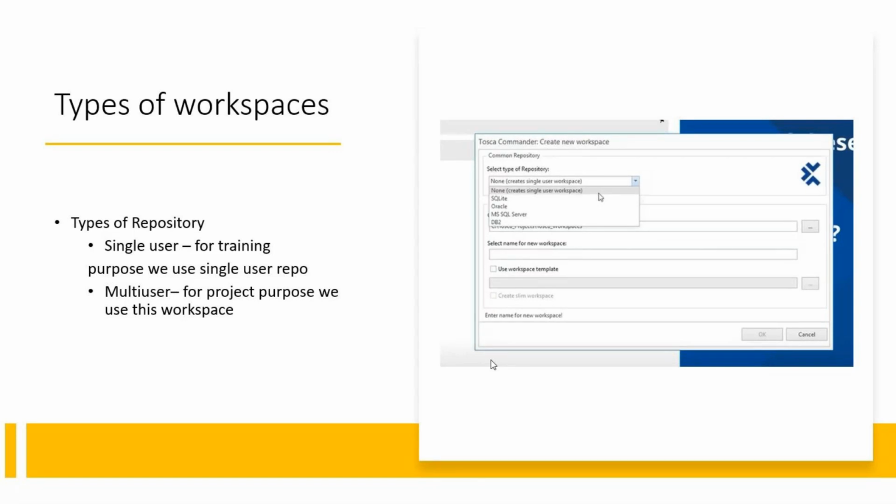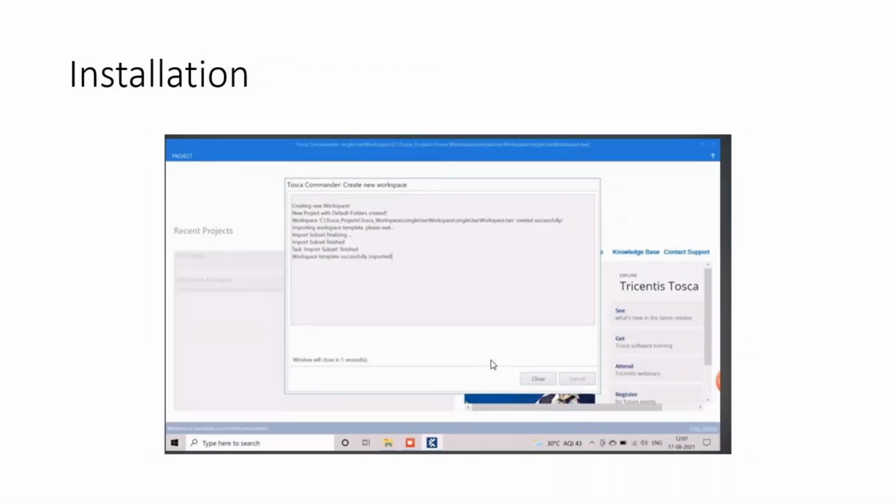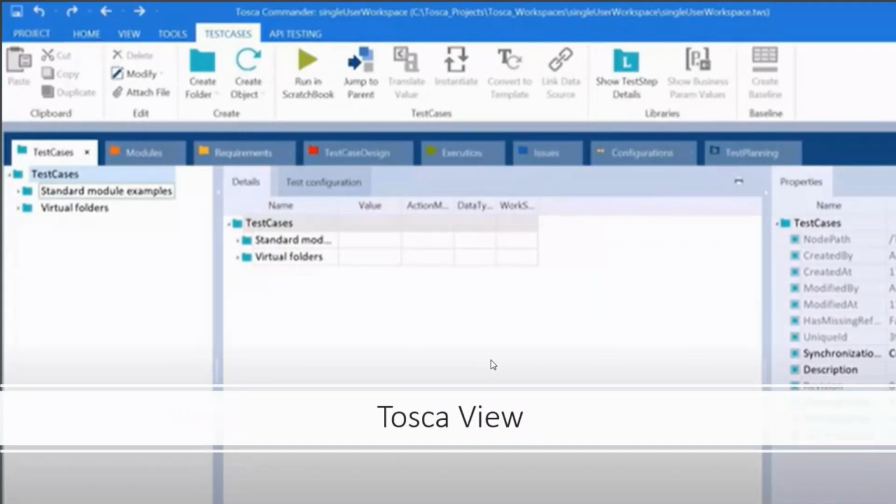Okay, so this is what I have explained. Once you give all the details, this installation happens, and once the installation is done, this is the Tosca view you see. So now we have installed Tosca, we got the license, we know how to come into the Tosca command, and how to create a workspace.